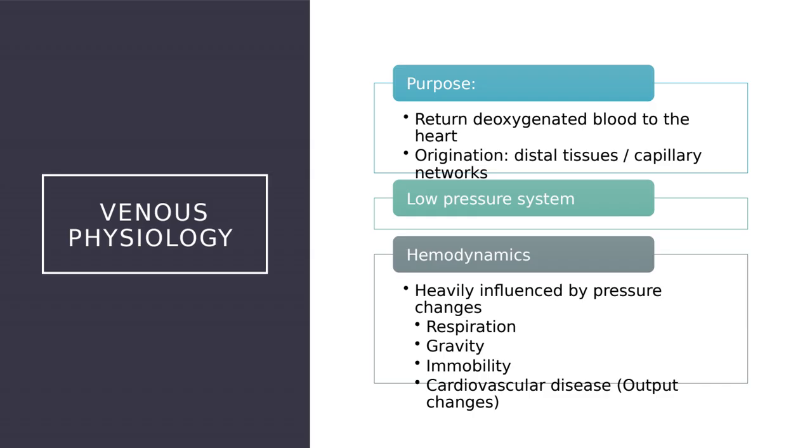So very briefly, talking about venous physiology, what is that overall function? The purpose of the venous system. We know it's going to be hand in hand with the arterial system. But the purpose is to return all of the deoxygenated blood and all of the waste products back to the heart so that it can be filtered. So arterial blood is taking oxygen-rich, nutrient-rich blood from the heart to the distal tissues. Venous tissue is scooping it up from those distal tissues and then bringing it back to the heart.